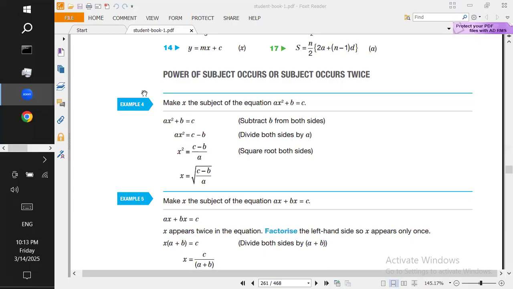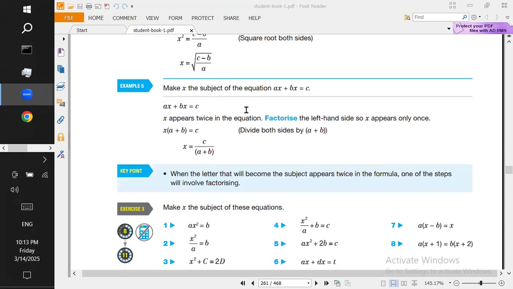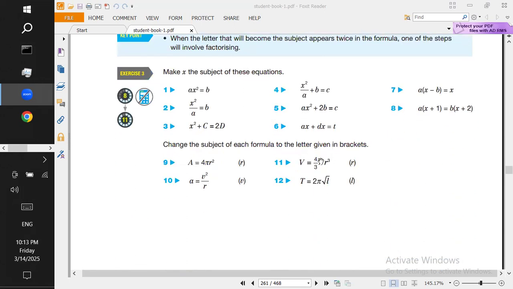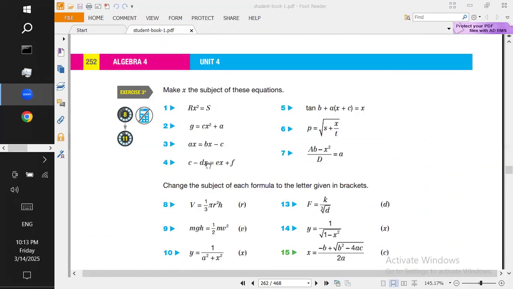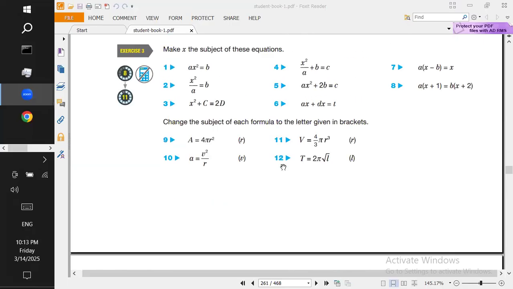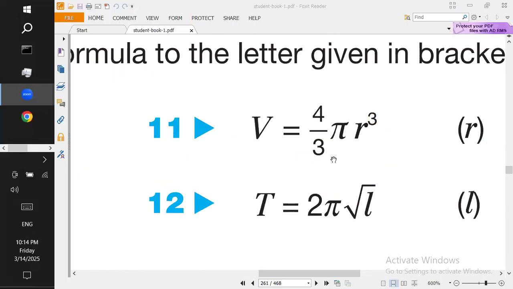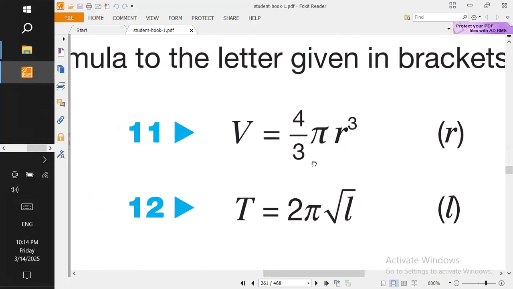Now we're going to move on to the same thing, but talking about a power of the subject, or the subject occurs twice. So this means having a power over the subject, or the subject happens 2 times. For example, here we have 2x's. This is very important. Let's take a look at one of the questions that has a power over the subject, and then we will talk about answering the question. We will talk about question 11.